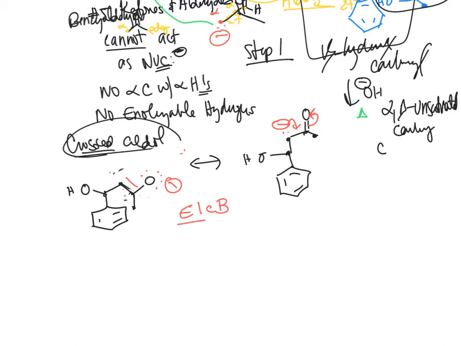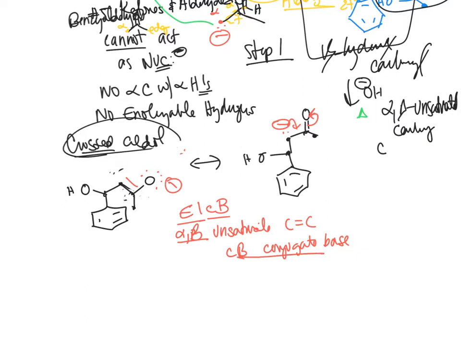Okay, that means it's going to eliminate E1. It's going to give you an elimination product. That's your alpha beta unsaturated. Okay, you're going to make a carbon-carbon double bond. And CB, conjugate base. Okay, that's what that stands for. This is an E1cb mechanism.